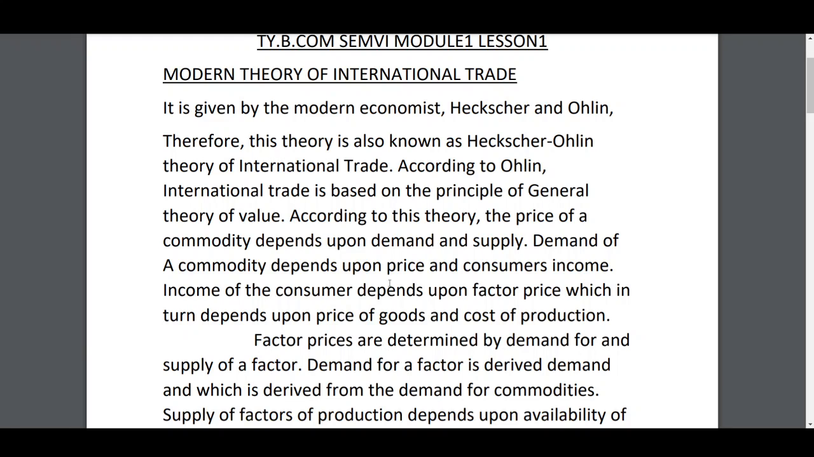They are giving factor services to the producers, and what are the producers giving? Producers are giving remuneration to the consumers in the form of what? Rent, wage, interest and profit. Consumers are giving what? Household. We can say that they are giving their service in the form of what? Land, labor, capital and entrepreneurship. And this income of the consumer again depends upon what? Factor price, which in turn depends upon price of goods and cost of production.